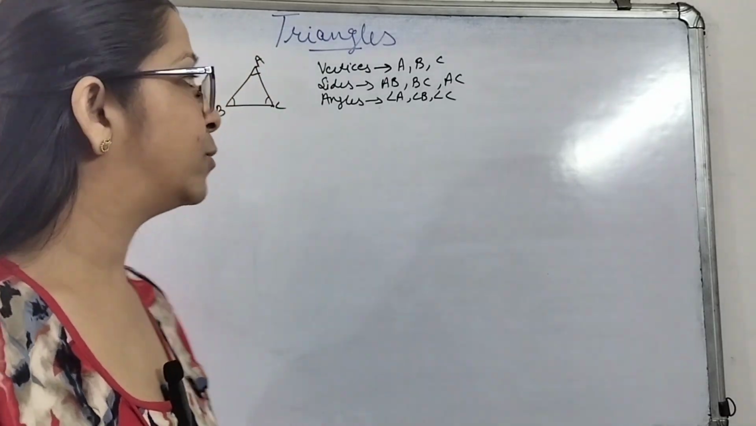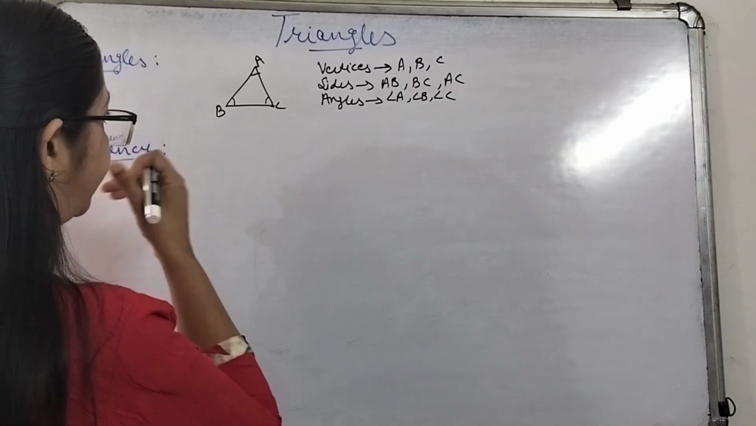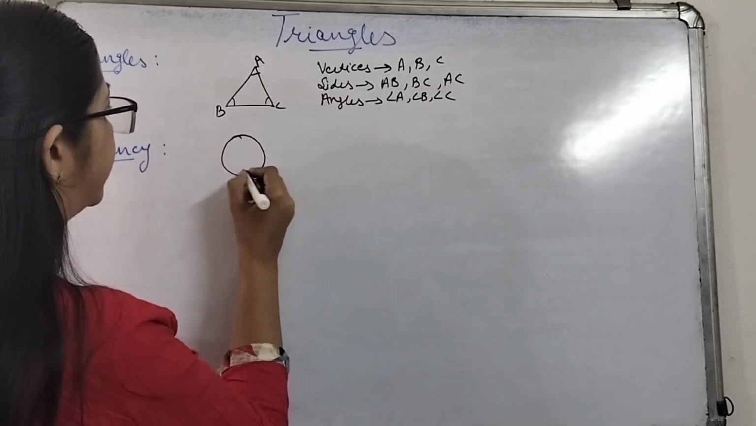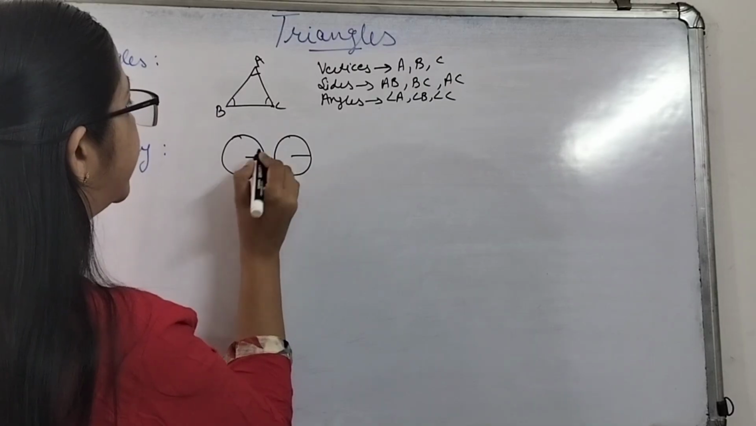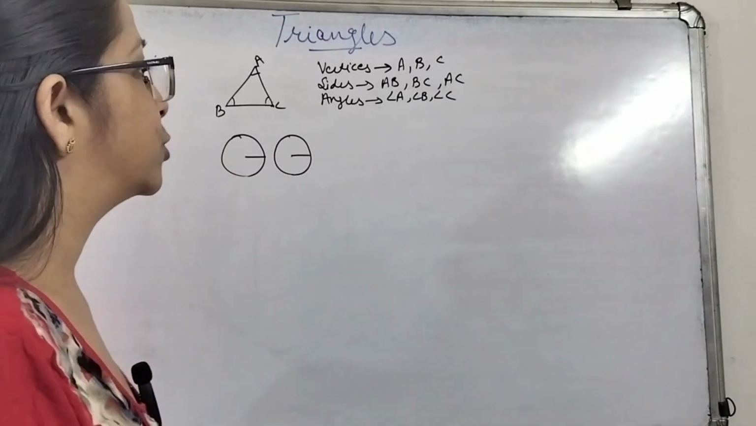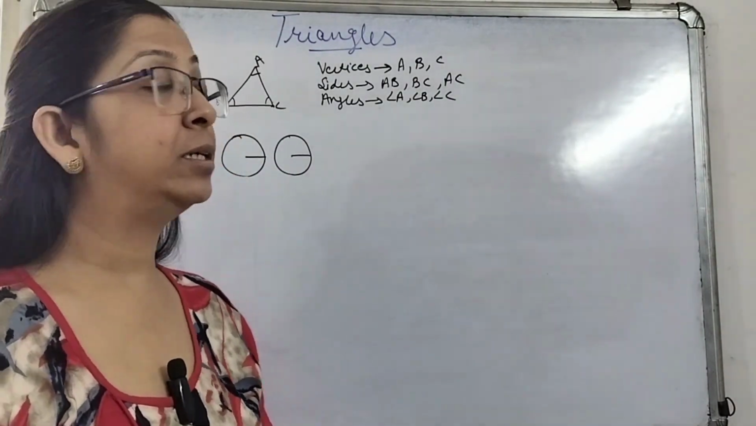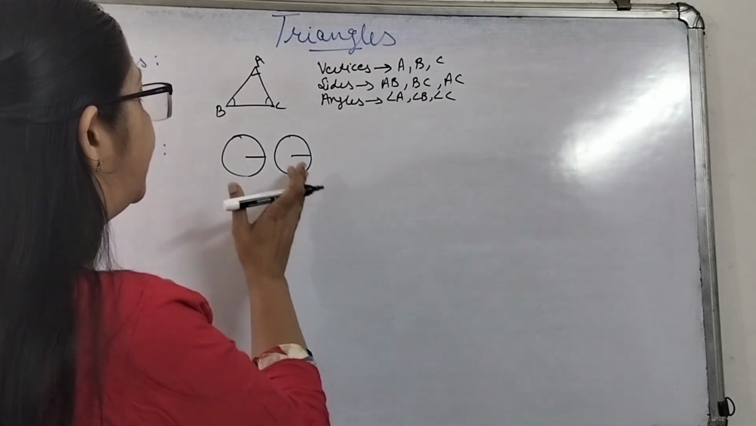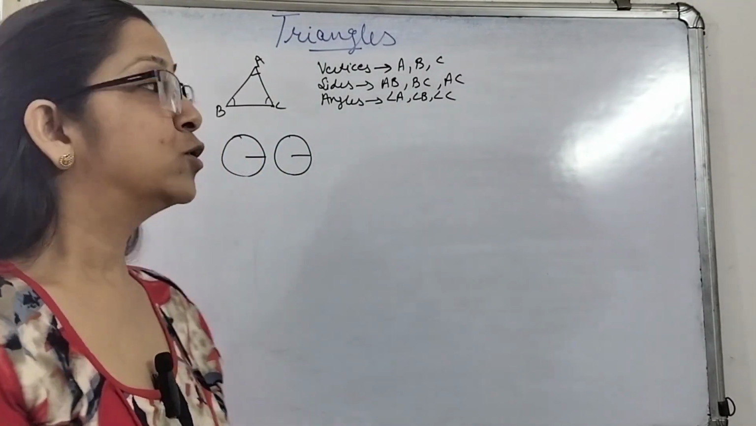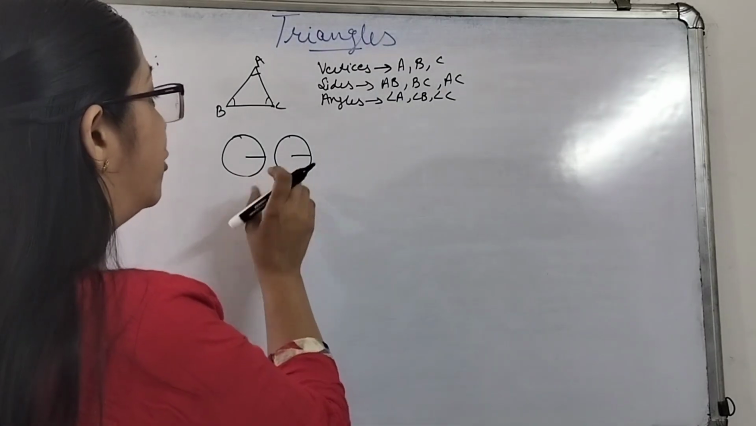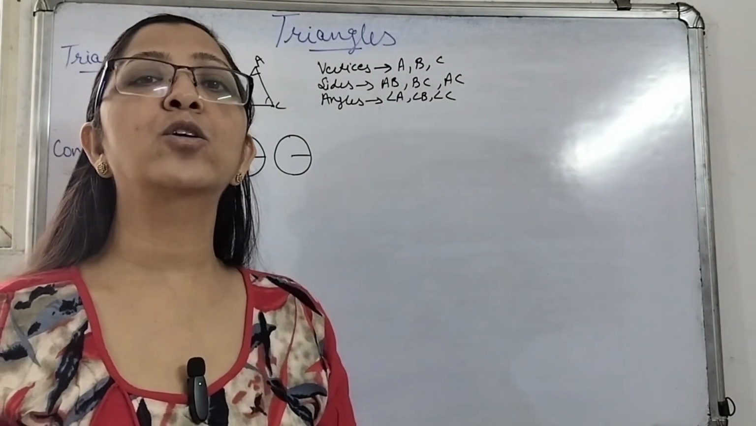Now, let's compare some things. Suppose there are 2 circles, and for both circles the radius is, say, 2 centimeters. If there are 2 circles whose radius is 2 centimeters, then if we keep one over the other, they will exactly overlap each other. So such circles with the same radius are known as congruent.